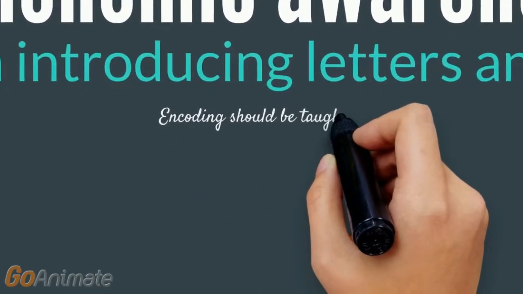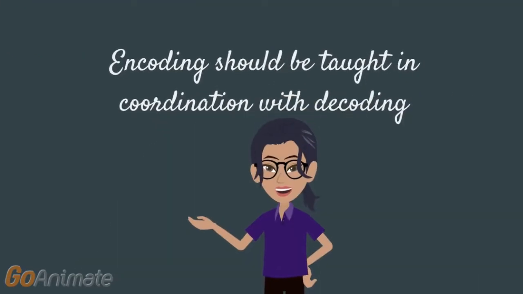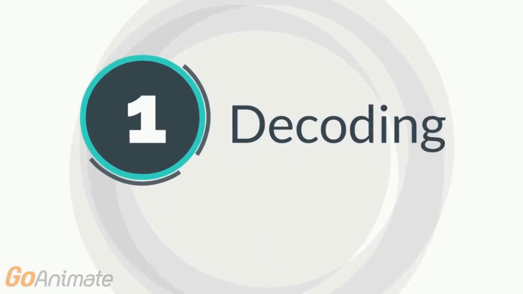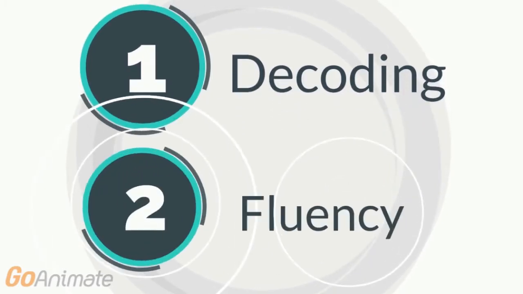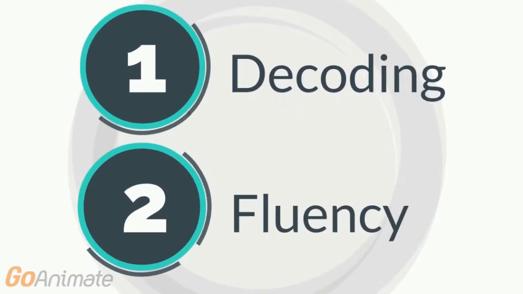Encoding should be taught in coordination with decoding. Encoding is where students spell by mapping sounds to letters. Teachers should teach these two together so that students can learn patterns in spelling as they are learning to decode. Decoding skills should be taught first for accuracy, then fluency.